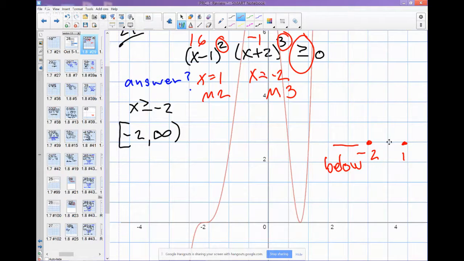Now let's pick a point in between. What's a nice point in between here? Between -2 and 1, 0. That's an easy one to calculate with. 0 minus 1 is -1. -1 squared is 1. 0 plus 2 is 2. 2 cubed is 8. And 1 times 8 is obviously bigger than or equal to 0. So we're above here in the in-between part.